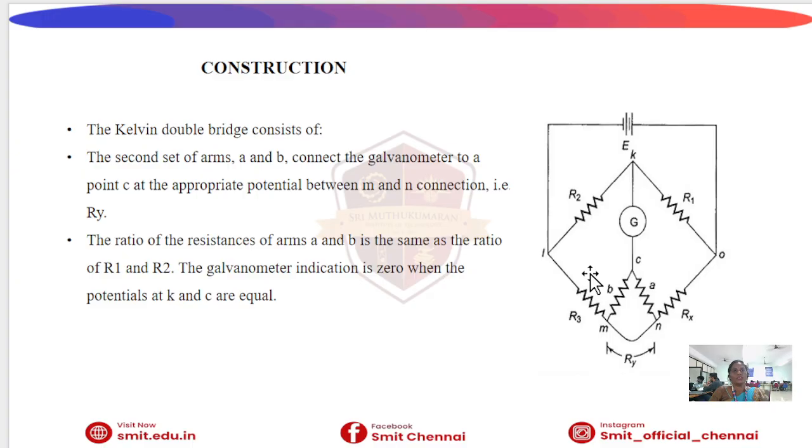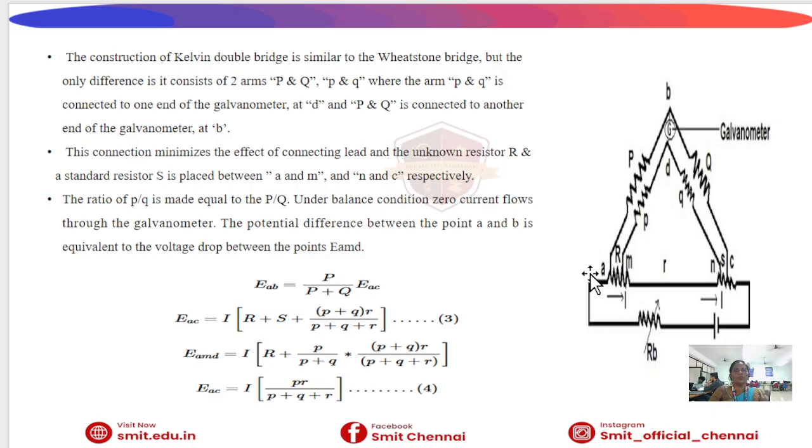For proper operation, the ratio of resistances A and B is made equal to the ratio of R1 and R2. When this condition is satisfied, the potential at point A becomes equal to the potential at point C. As a result, no current flows through the galvanometer. Hence, the bridge reaches the balanced condition. This special construction allows the Kelvin double bridge to provide highly accurate measurement for low resistance.